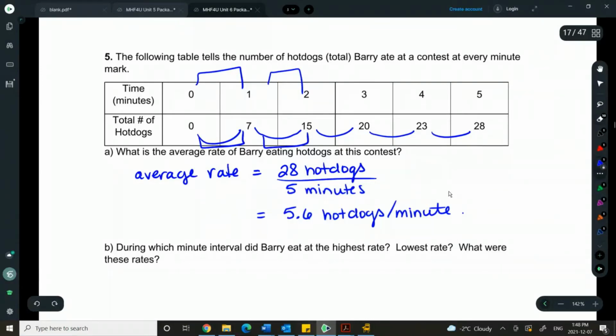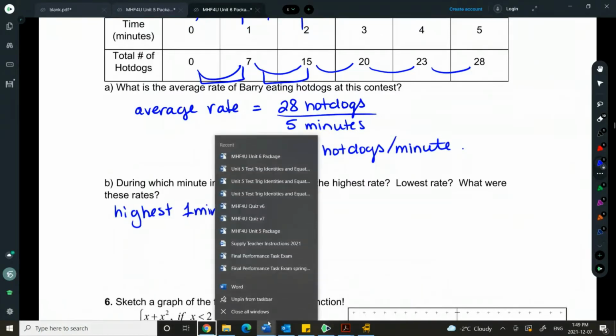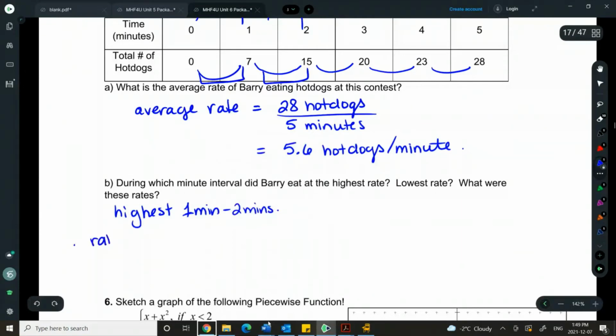So highest rate is happening from 1 minute to 2 minutes. And the rate at which this is happening is he's eaten 8 hot dogs in the span of 1 minute, right? 1 to 2 minutes, that's going to be 8 hot dogs per minute.